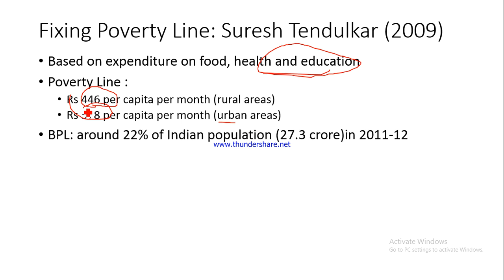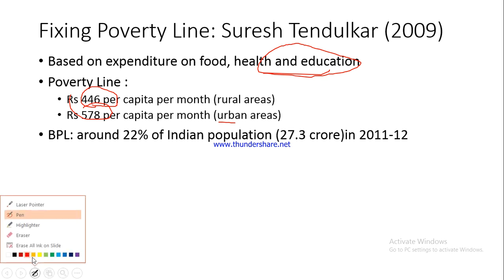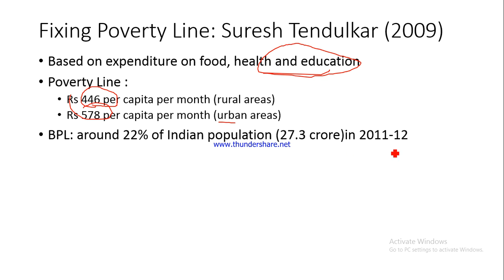And then it was found out, based on this particular approach, that around 22% of the Indian population in 2011-12, it is not today's figure, it is the figure for 2011-12, that is around 27 crore, was found to be below poverty line, right? So almost 1/5 of Indian population was considered to be below poverty line.